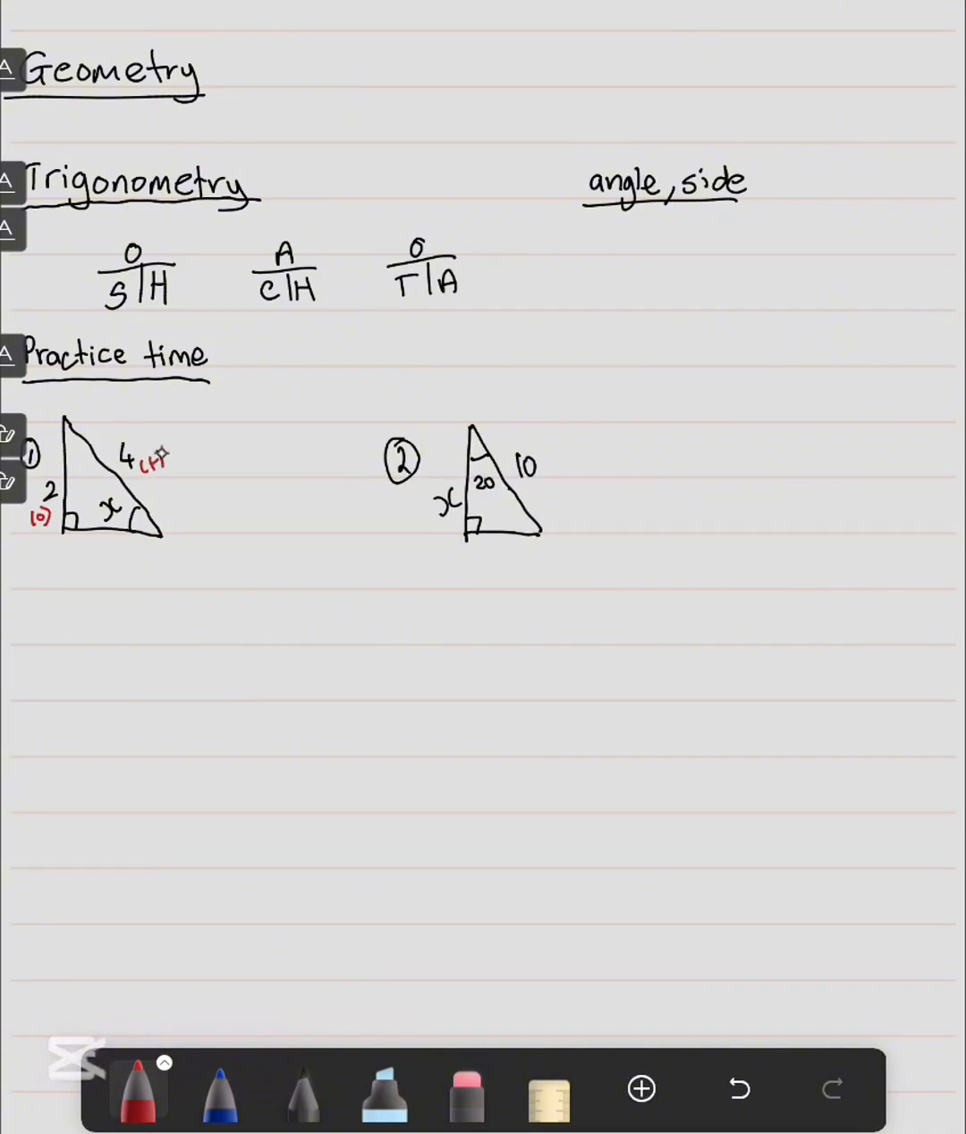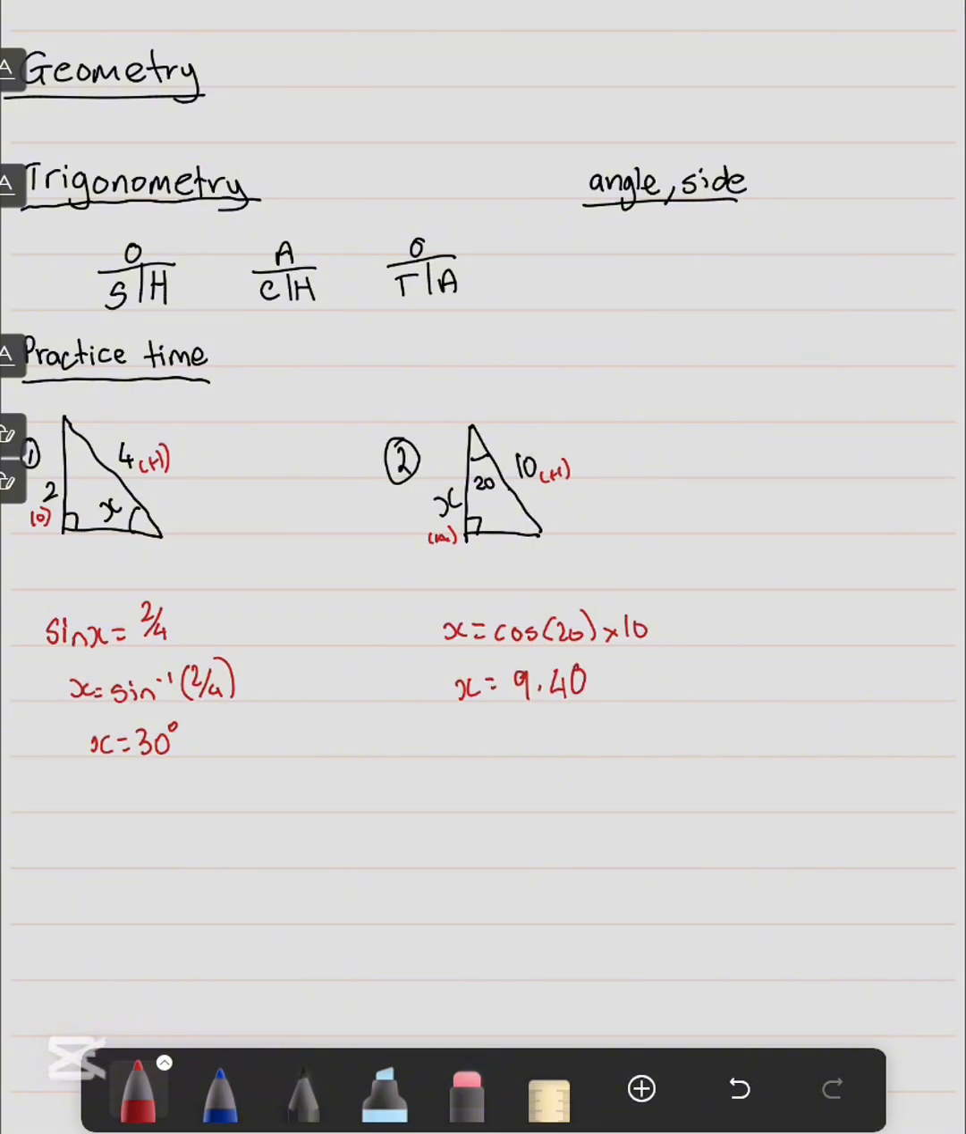We first label our sides O and H, and we see that we have to use the sine equation. We want to find the angle, so it's sine x is equal to 2 over 4. We plug in our values into our calculator, and we get x is equal to 30 degrees. Now the second question, we label our sides once again. We see that we have to use our cos formula, and we want to find A, so x is equal to cos 20 times 10. You put that into your calculator, and you get 9.40.